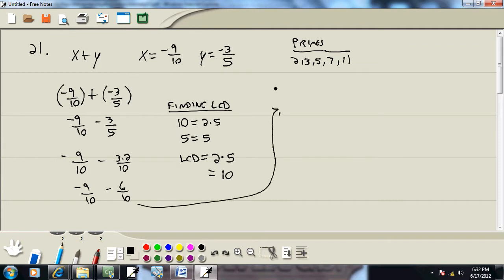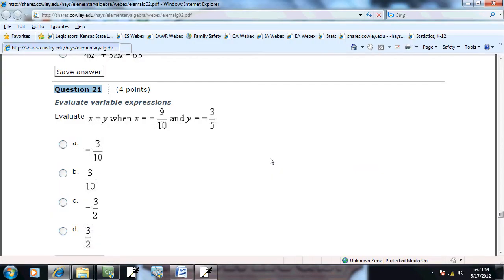Since they have the same denominator now, I can add or subtract top parts. Negative 9, negative 6 gives us negative 15/10. And top and bottom are both divisible by 5. So 15 divided by 5 is 3, so we got negative 3, and 10 divided by 5 gives us 2. So our answer is negative 3/2.